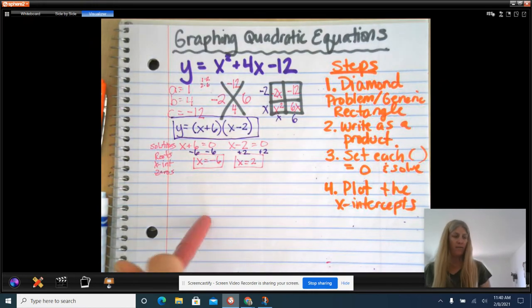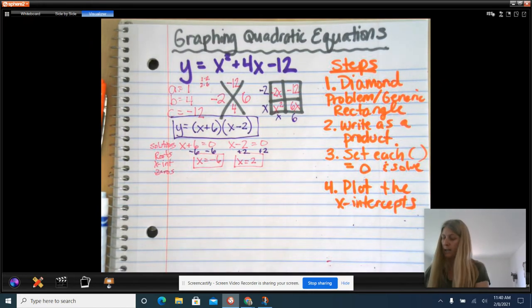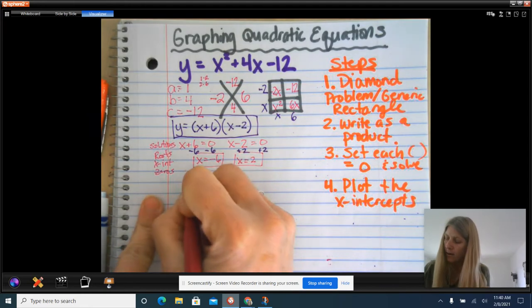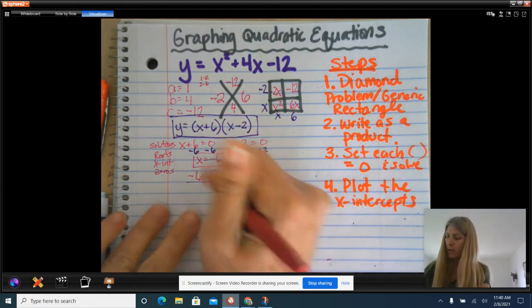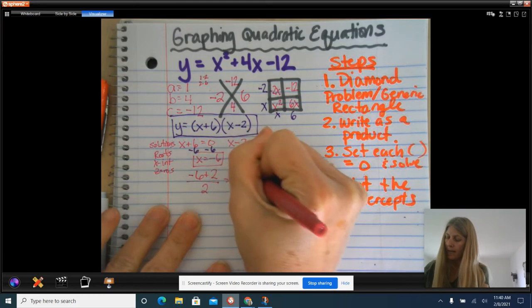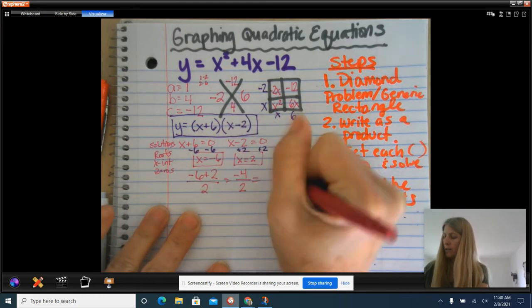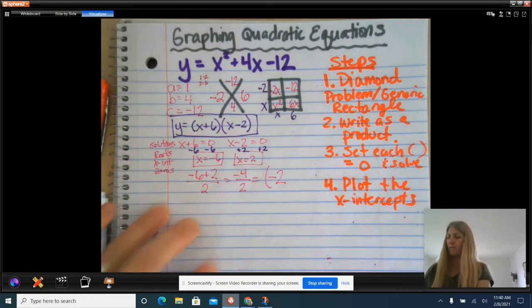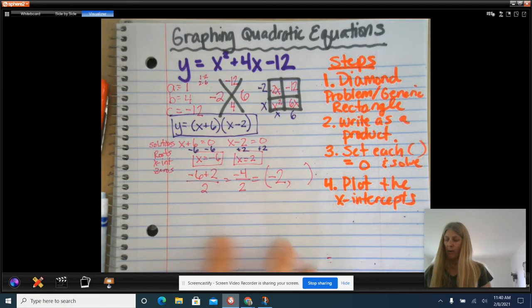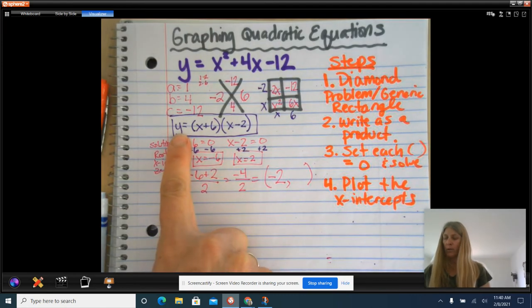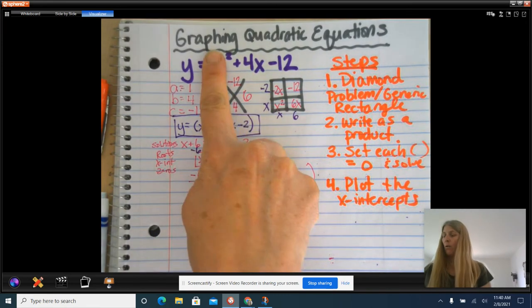So we know the official rule to find that vertex is we add these together, negative 6 plus 2, because we want to find the middle of those two numbers, divide it by 2. That gives us negative 4 divided by 2. So that gives us an x value of our vertex of negative 2. Okay, now we're going to go ahead and we're going to plug that negative 2 into either our product form or in our regular one.